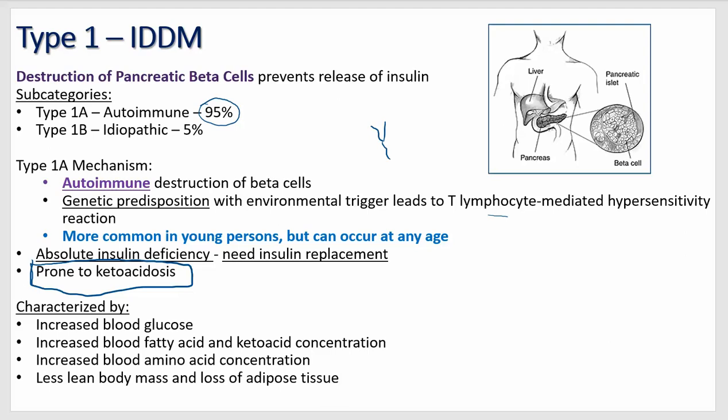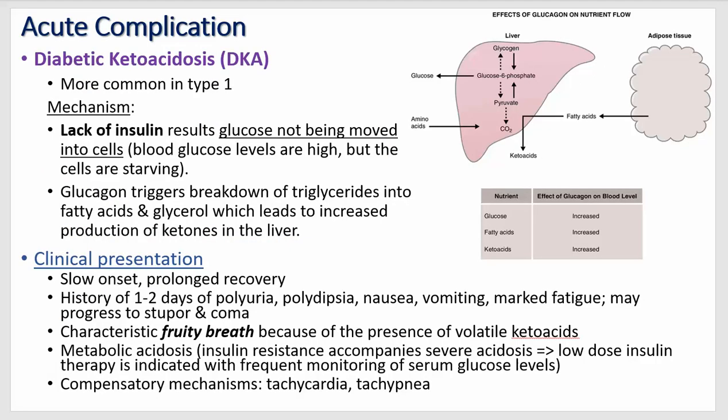Okay. All right, so characterized by increased blood glucose, check. Increased blood fatty acid and keto acid concentration. Okay, we're going to say check on that because we're going to see how that has an effect. Increased blood amino acid concentration. So that's happening because those are supposed to be stored. Fatty acids are supposed to be stored. Amino acids are supposed to be moved into the cell and stored. And then less lean body mass and loss of adipose tissue. So that's just something that's seen.